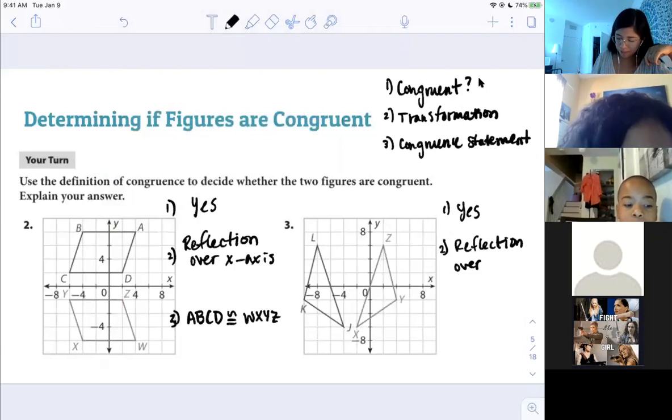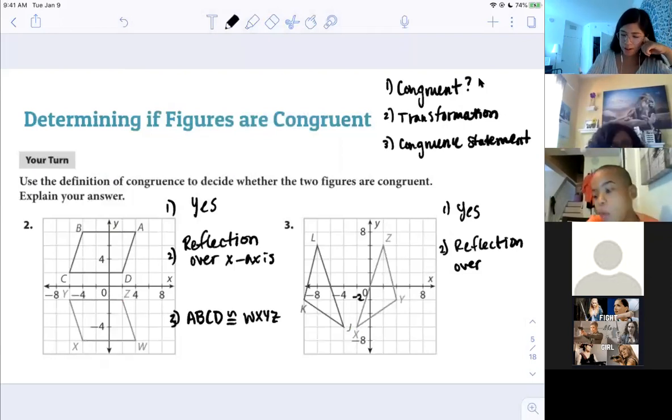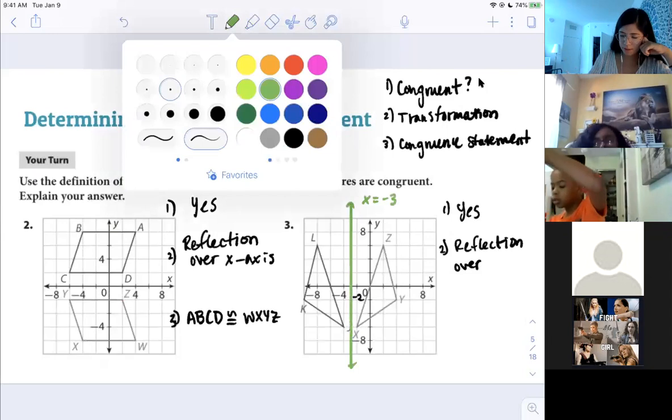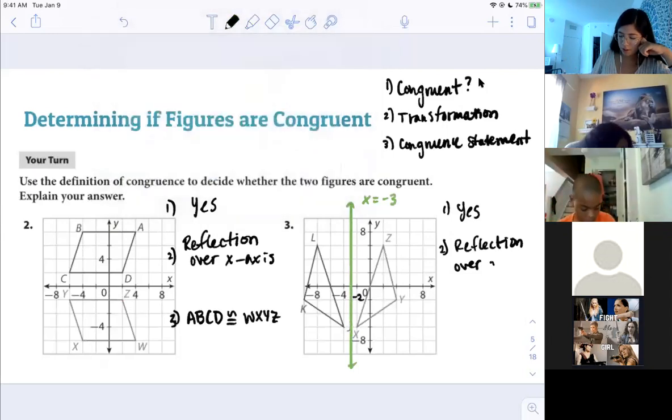Oh, I'm dumb. Because this is going by 2s, right? So the line in the middle of negative 2 and negative 4 is just negative 3. Close enough. Good job, Perla. So this is a reflection over x equals negative 3. Good job. All right, and then finally, what's my congruence statement?